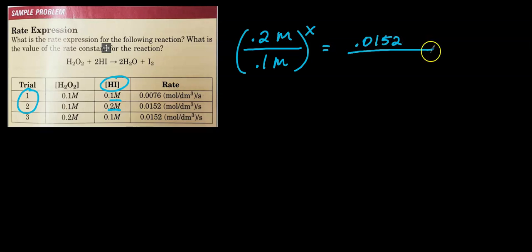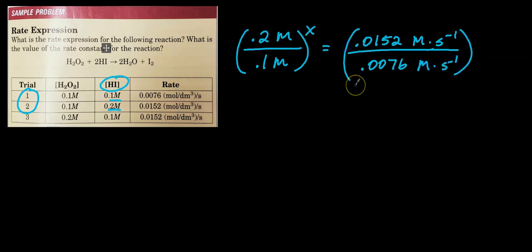That has units of, oh man, look at that. Here we go again with your book, and it's SI units. Moles per cubic decimeter per second. So mole per cubic decimeter is molar. So this is molar per second, M over S, or M times S to the negative 1. Do the same thing with the 0.1 molar, so its corresponding rate, 0.0076 molar per second. And let's see what we get.